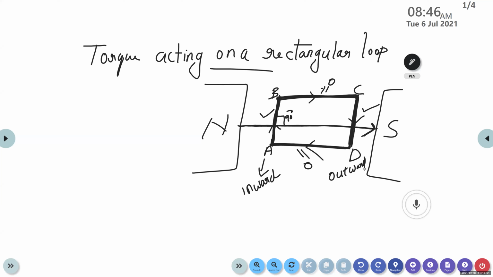So from this, it is clear that the portion AB of this rectangular loop is moving inward and the portion CD of this rectangular loop is moving outward. Is it clear? Thereby it starts to rotate inside this magnetic field.